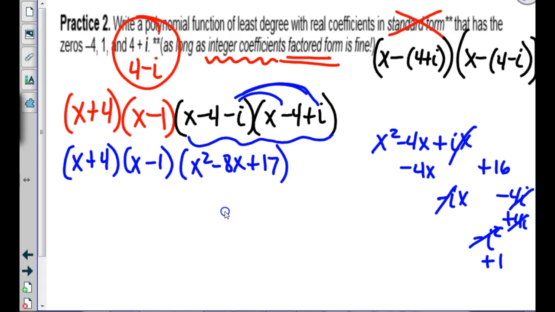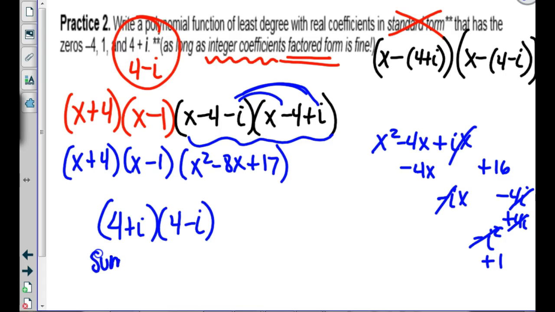All right. Would you like a trick? Because that's just so much fun. You don't want to necessarily do it. Okay. There is a trick. The zeros were 4 plus i and 4 minus i. I need you to find the sum and the product of those zeros. The sum means to add them together. So what is 4 plus i plus 4 minus i? We just get 8. Do you see where that showed up in our answer? This was the opposite of the sum right there.